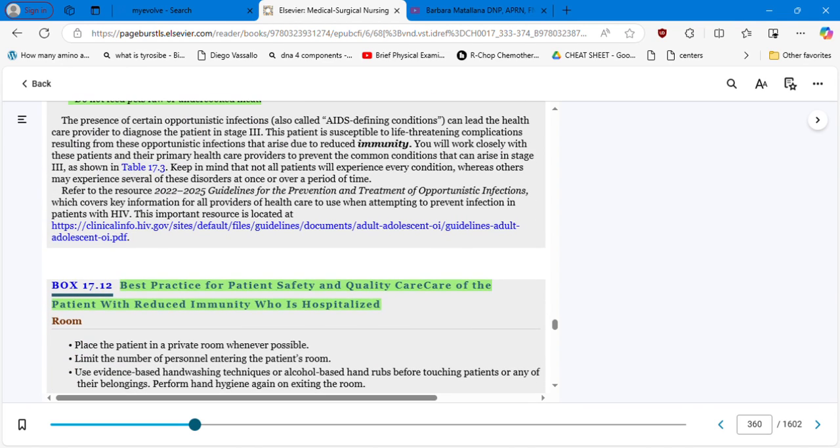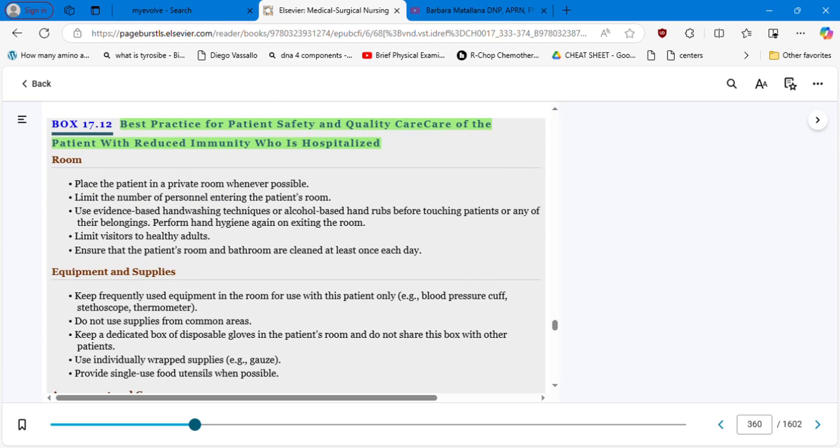So then there is another box, very interesting: best practice for patient safety and quality care of the patient with reduced immunity who is hospitalized. The care is different. In terms of the room, place the patient in a private room whenever possible. Limit the number of personnel entering the patient's room, especially CNAs, and they should have special uniforms that they must wear when going from one room to another, right?